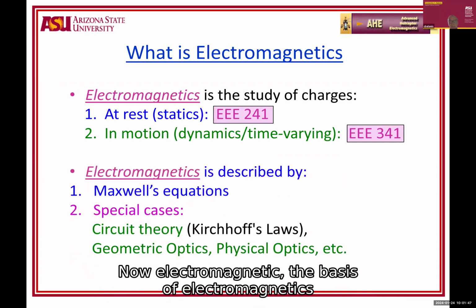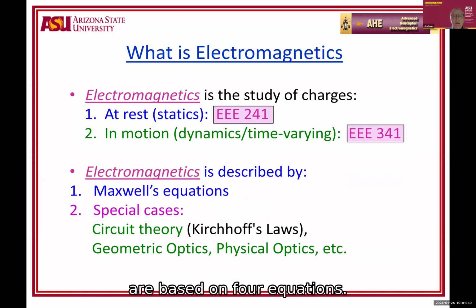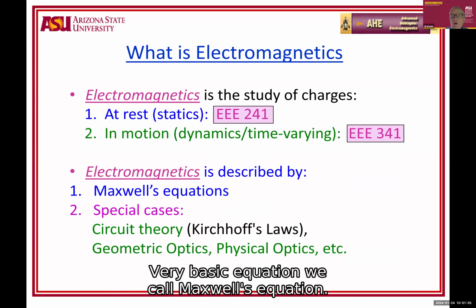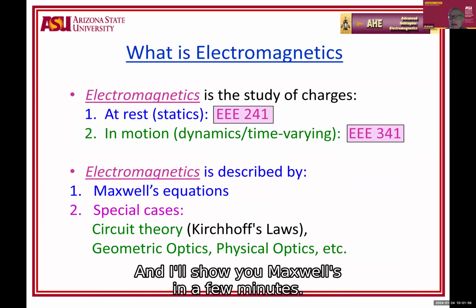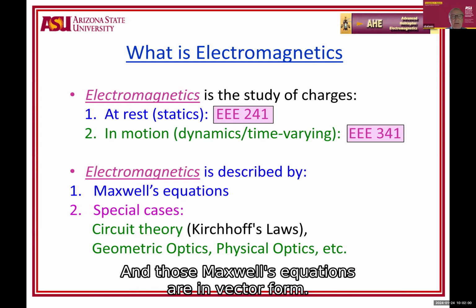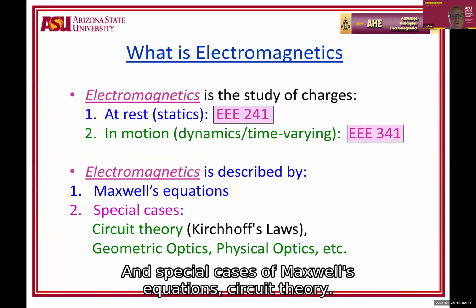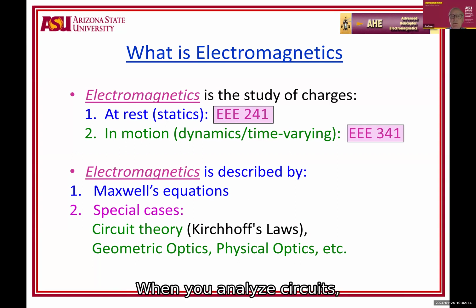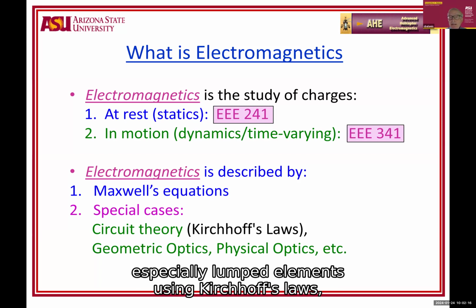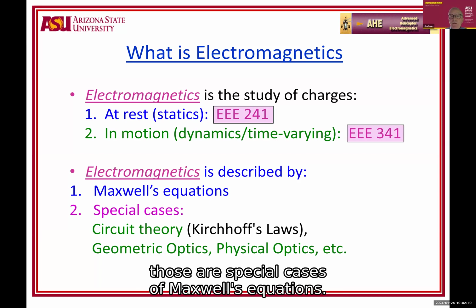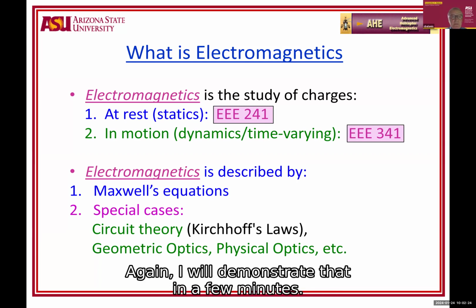Now, the basis of electromagnetics is based on 4 very basic equations we call Maxwell's equations, and I'll show you Maxwell's in a few minutes. Those Maxwell's equations are in vector form. They're very compact. And a special case of Maxwell's equations is circuit theory. When you analyze circuits, especially lumped elements using Kirchhoff's laws, those are special cases of Maxwell's equations. Again, I will demonstrate that in a few minutes.